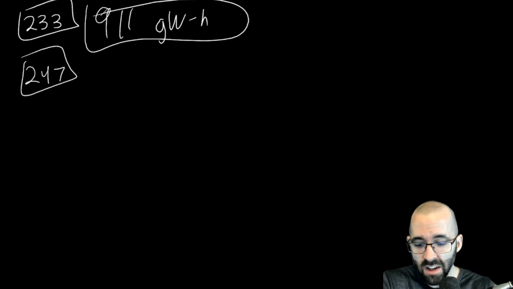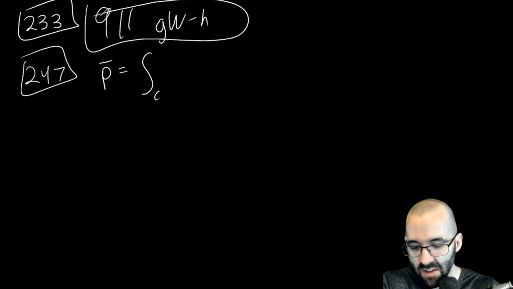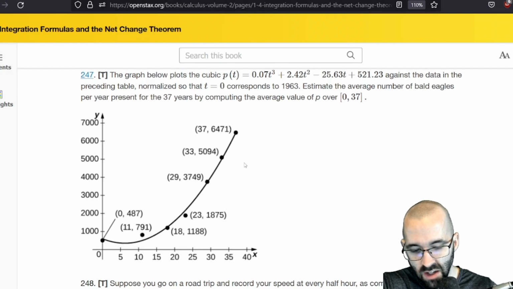So remember what average value is. The average value of function p is going to be the integral from 0 to 37 of its value. And now there's no rate of change.